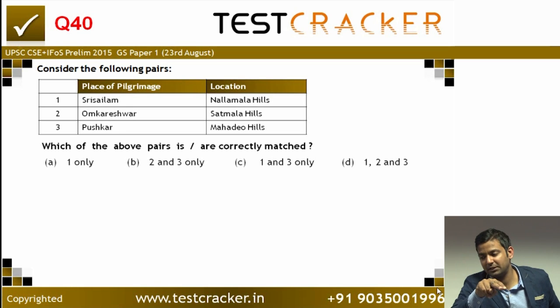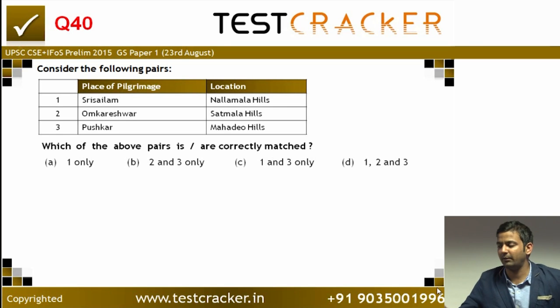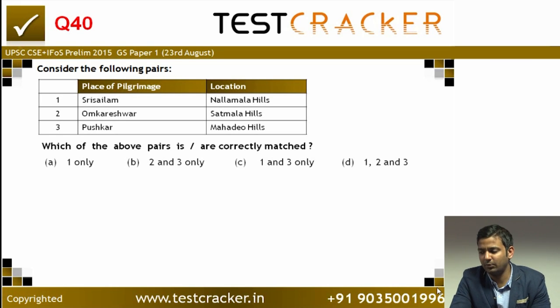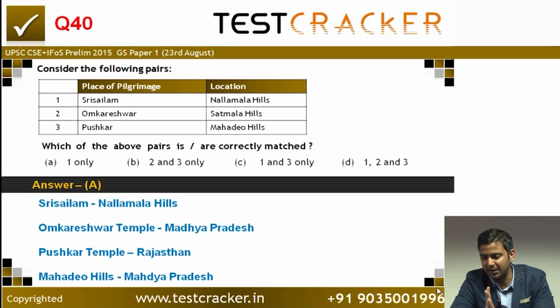If you are only sure about this, look at the options. If you are sure 3 is definitely not correct, you could have eliminated options B, C and D, and straight away you could have answered A. I am not saying you should have been sure about 3, you could have been sure about 2 not being true, right. So this seems like a very factual question, but this is actually a standard question from geography. If you have knowledge of hills and the states through which they pass, and pilgrimages and the states where they are, that much you should have known. You could have answered this question, and the answer is A. Only Sri Salem, which is in the Nallamala hills, is correctly matched, others are incorrectly matched.